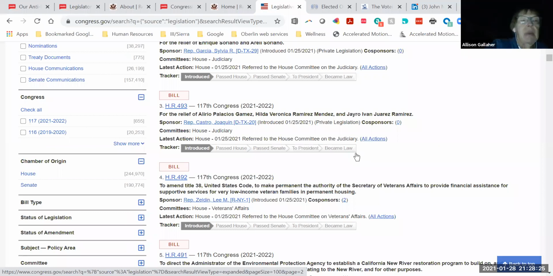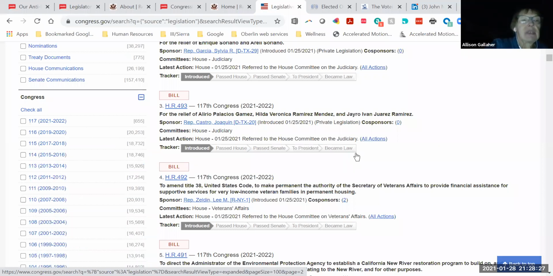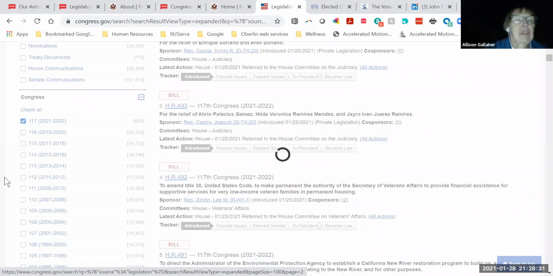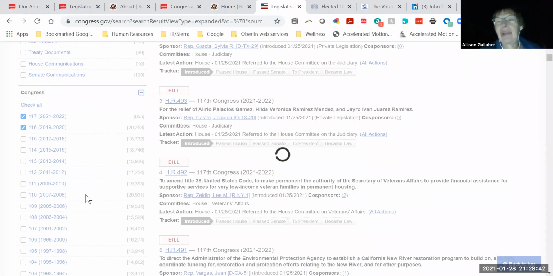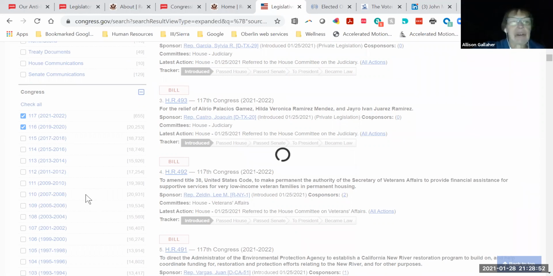So I'm just going to pick the two most recent, just because it takes a really long time for the check marks to show up, and I don't want to waste your time. I will point out, while we're waiting for this to happen, that there are already 655 bills that have been introduced in this Congress, which just started on January 3rd. So there's a ton of legislation out there. Most of it never even gets considered.